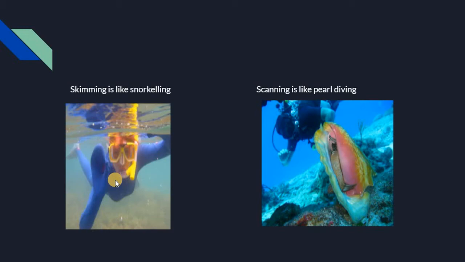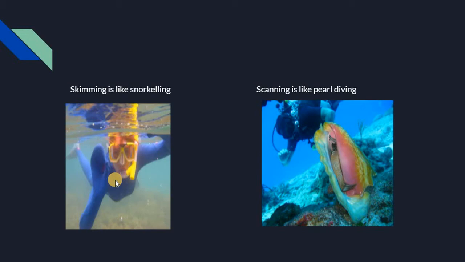But when it comes to pearl diving, what you're trying to do is that you're trying to find pearls from the oyster. So there you have a specific purpose. You are looking for certain particular words from amongst a text in the case of scanning. So again, when you are doing pearl diving, you are hunting for pearls inside the oysters. So there you have a purpose. You are hunting for pearls. Similar to scanning, where you are hunting for certain words, certain key words to answer your questions. So I hope that you got the analogy.